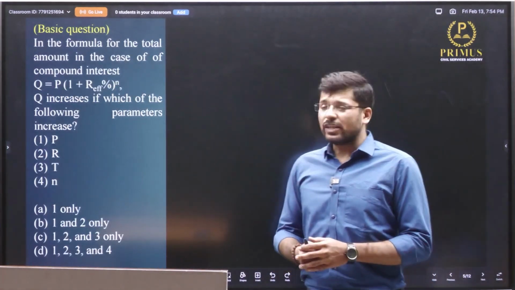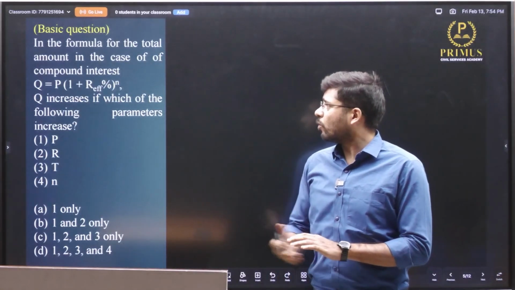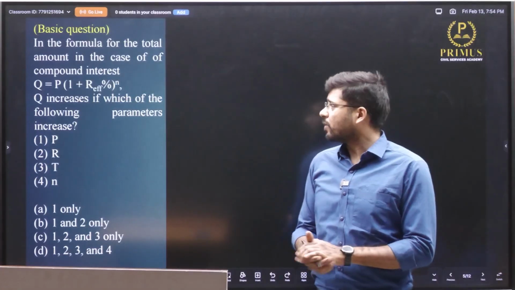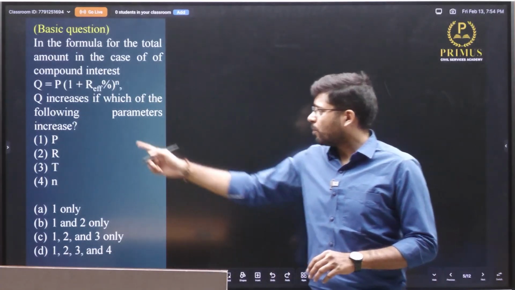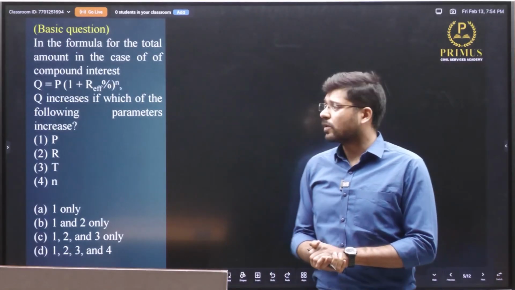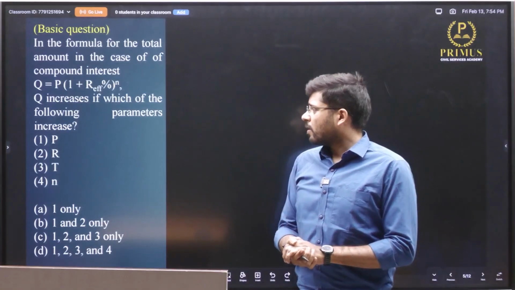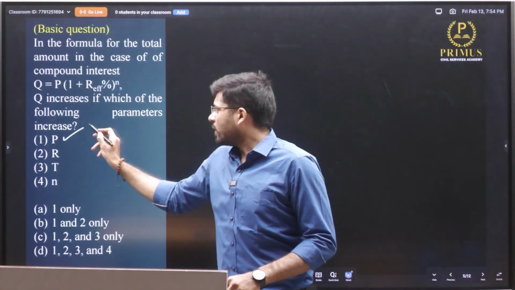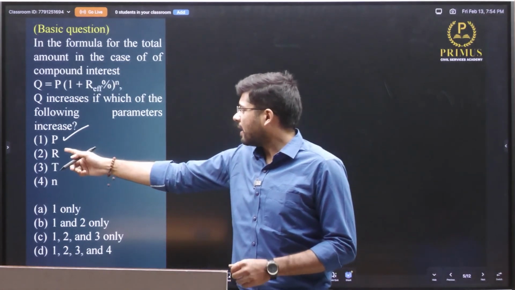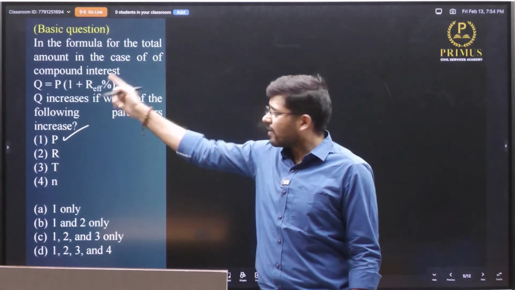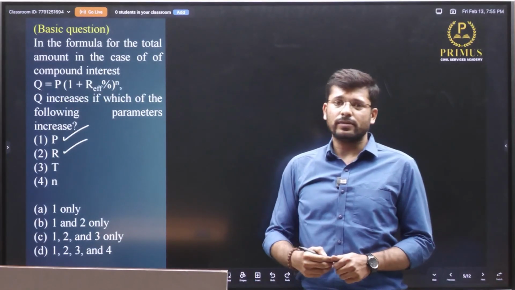See, in the formula for the total amount in the case of compound interest, Q equals P into 1 plus R effective percentage raised to N. Q increases if which of the following parameters increase? P, R, T, N. Here, T stands for time period. Now, if P increases, Q increases, that is readily obvious. R, yeah, because if R increases, R effective will also increase. For that reason, if R increases, then Q will also increase.